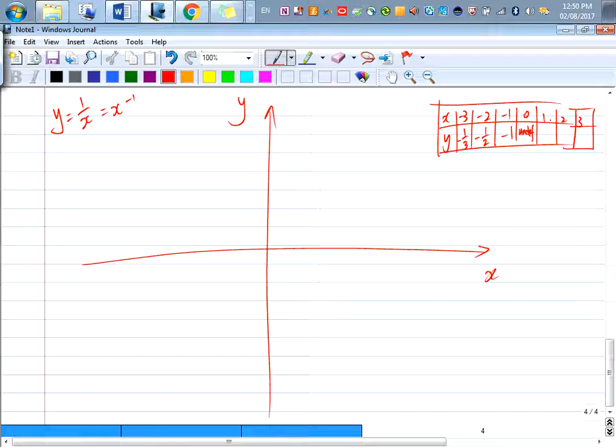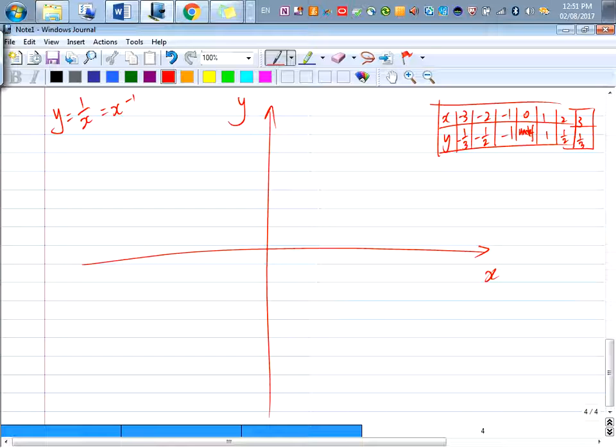Okay, what about when x equals 1? y will be equal to? When x equals 1, y equals? 1. When x equals 2, y equals? Half. And finally 1/3. And we can go on and on forever and ever.